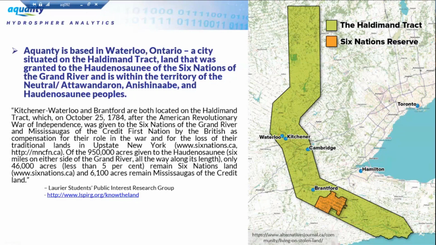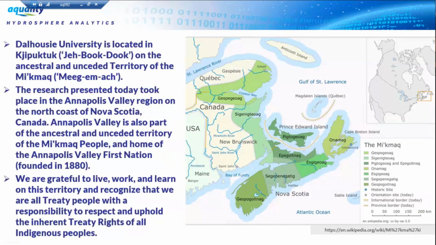At Aquanty, we just want to acknowledge that we are privileged and very happy to be able to live and work on this land. The research that is being presented today was performed in Nova Scotia. So Dalhousie University is located in Jibokduk, the ancestral and unceded territory of the Mi'kmaq. The research that is being presented today took place specifically in the Annapolis Valley region on the north coast of Nova Scotia. This is also part of the ancestral and unceded territory of the Mi'kmaq people, and is home today to the Annapolis Valley First Nation.